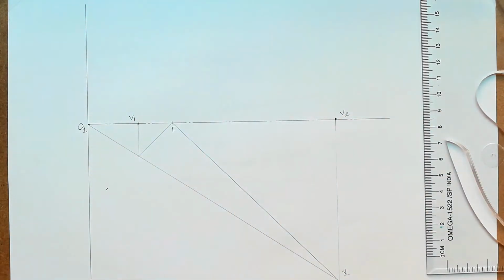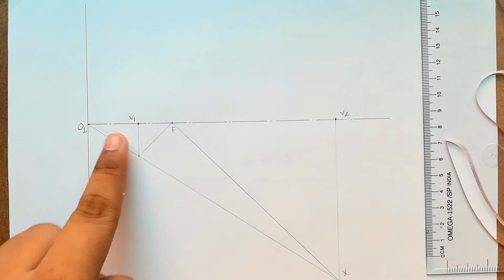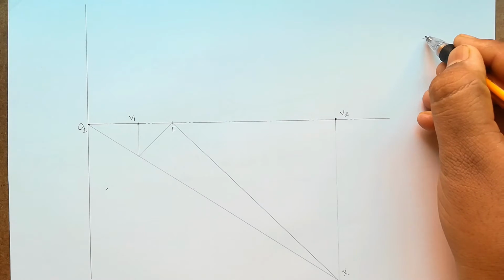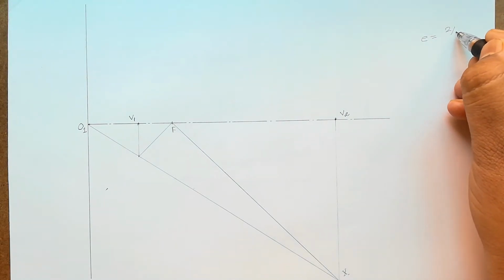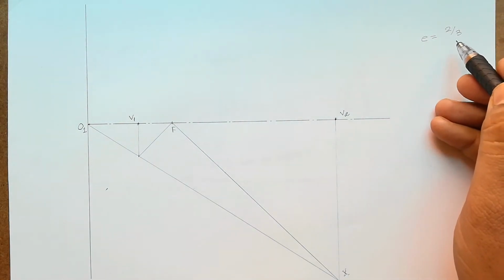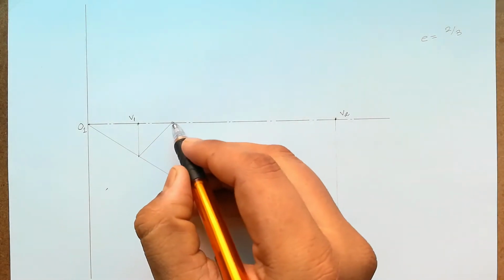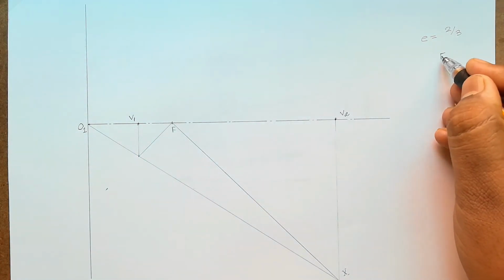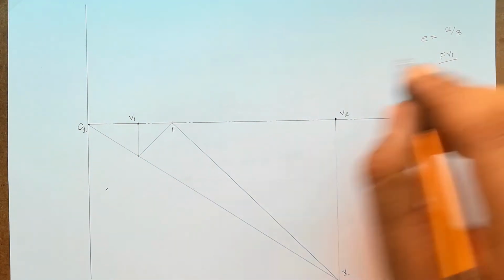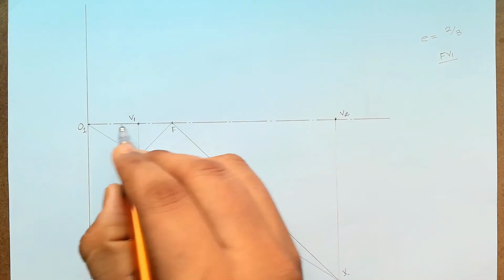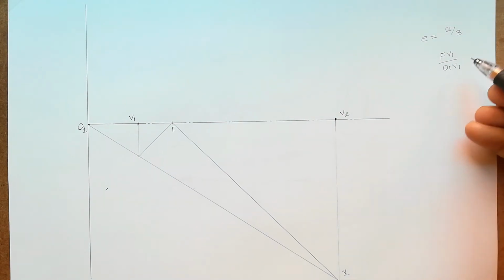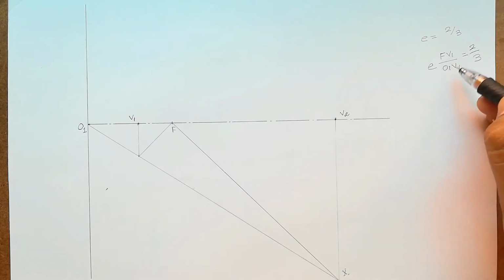Now there is an alternative method also available. If you want to draw this vertex 1, there is one alternative method available. As we have eccentricity equal to 2 by 3, what is that eccentricity? Eccentricity is basically the distance of focus to the point on the ellipse, that is F V1, divided by the distance of that point to the directrix, O1 V1. As eccentricity is 2 by 3, this ratio is 2 by 3.